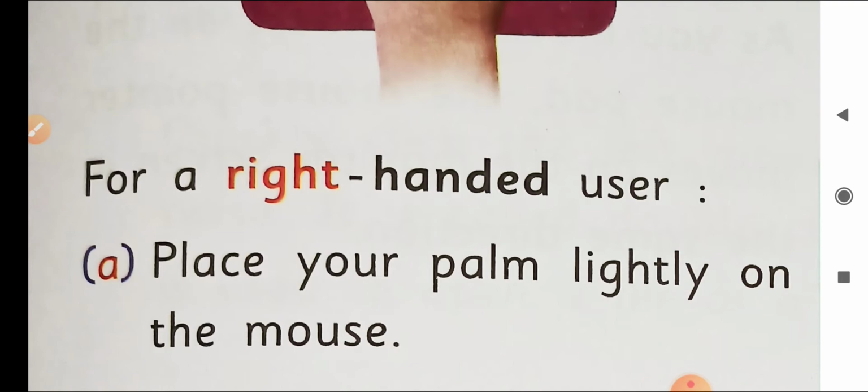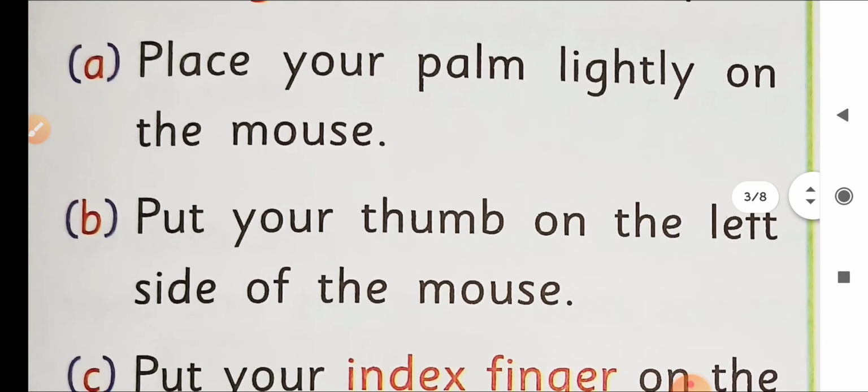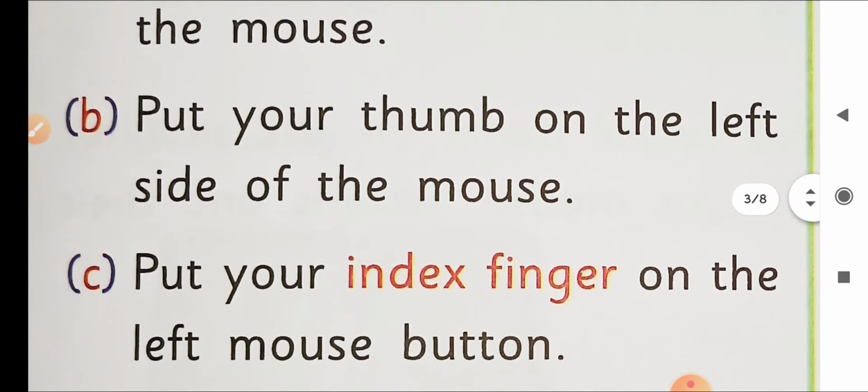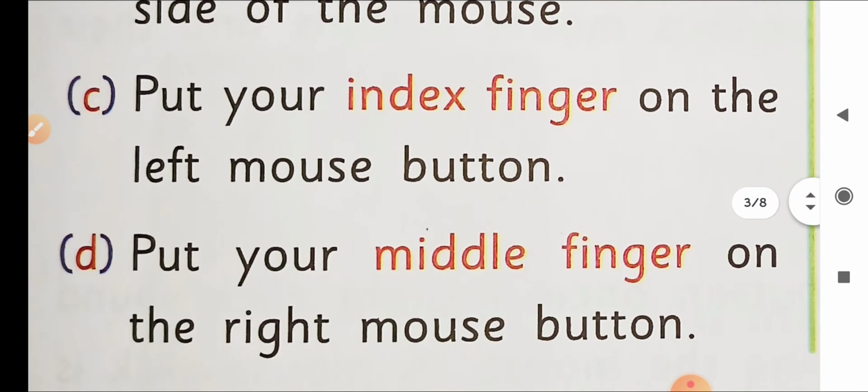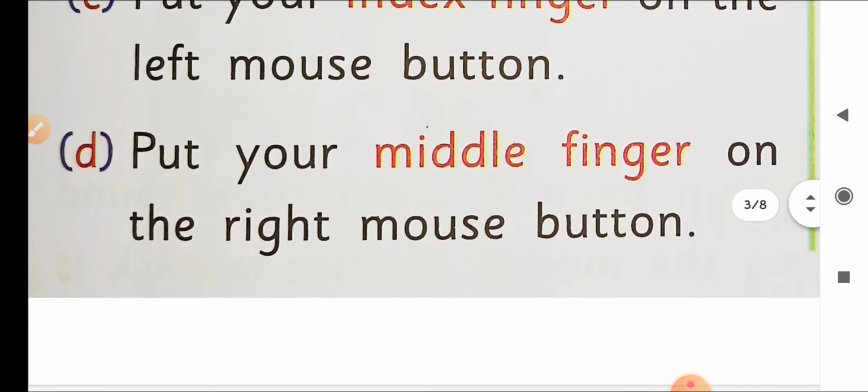Place your palm lightly on the mouse. Second, put your thumb on the left side of the mouse. Third, put your index finger on the left mouse button. Then fourth, put your middle finger on the right mouse button.